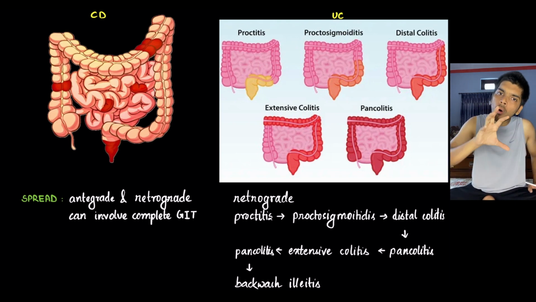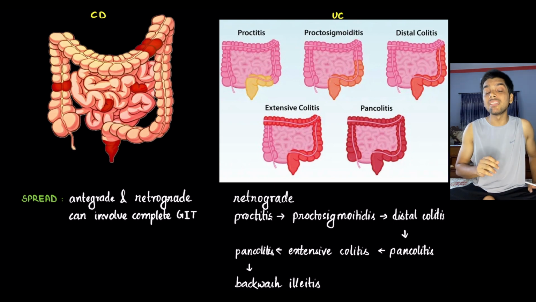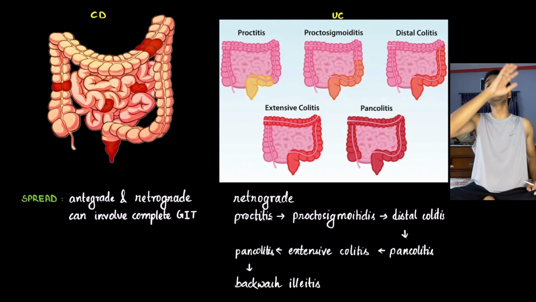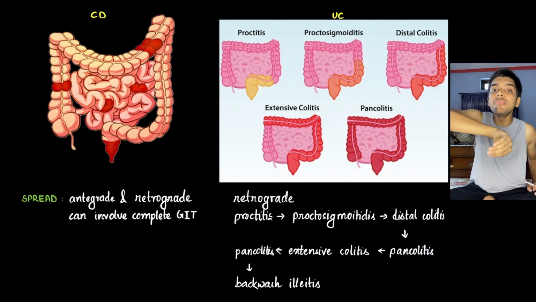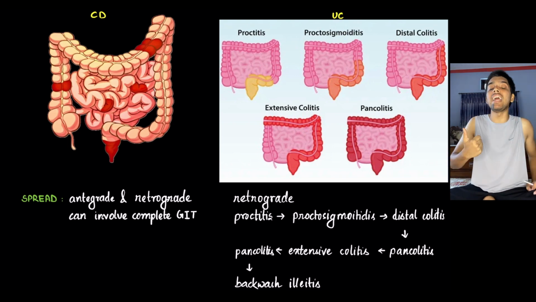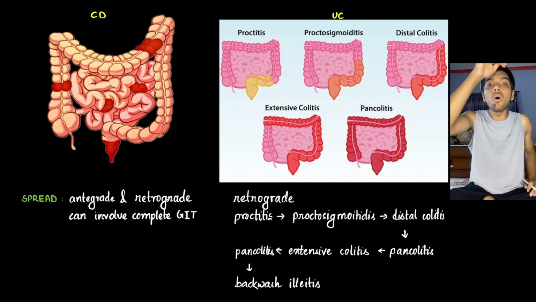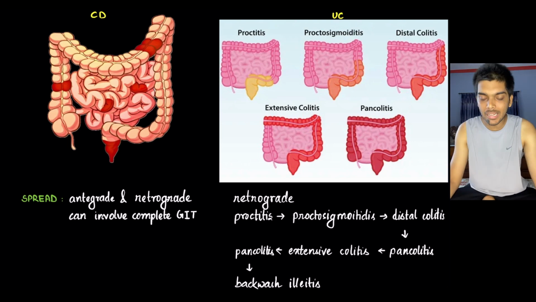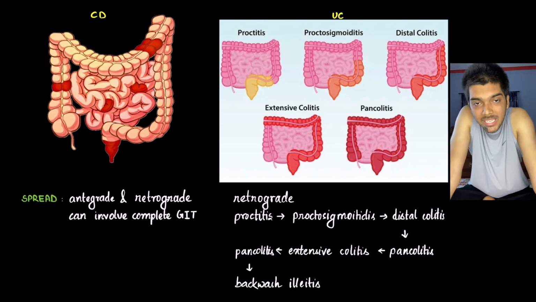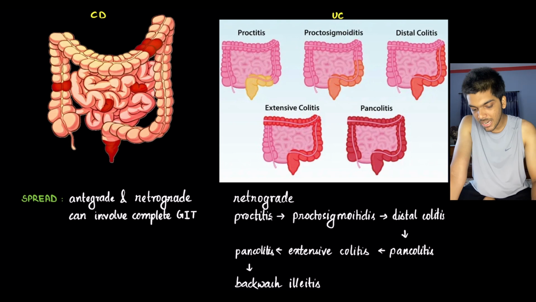So continuous lesion goes backward. If only the rectum is involved, that's proctitis. If rectum and sigmoid colon are involved, that's proctosigmoiditis. If the complete colon is involved, that's pancolitis. If from the colon it enters the terminal ileum, that is backwash ileitis, because it is coming backward into the terminal ileum. Okay, I hope this much has been mapped up in your brain. Okay, let's move on.